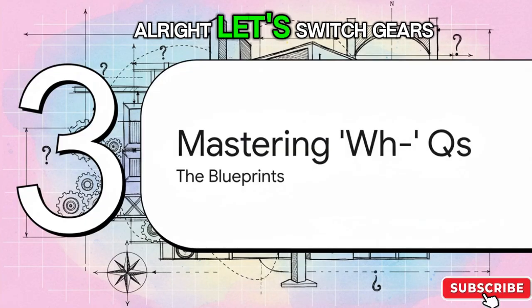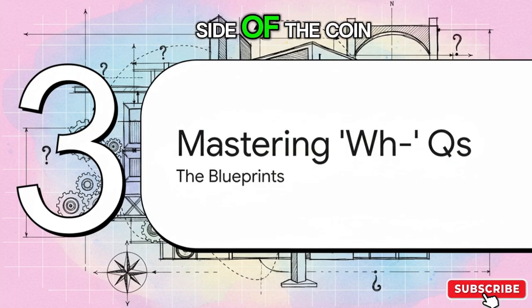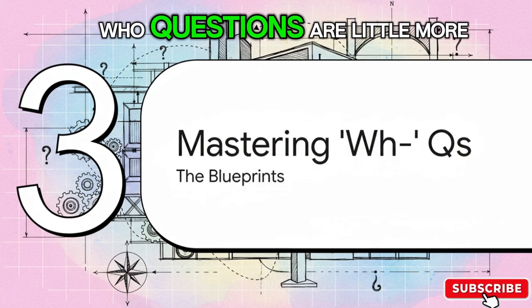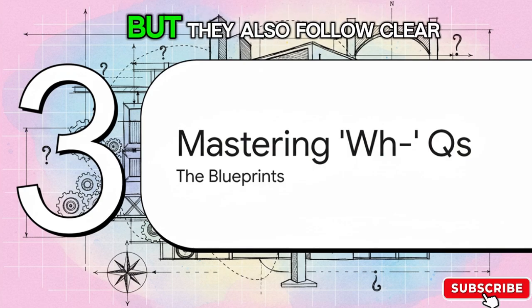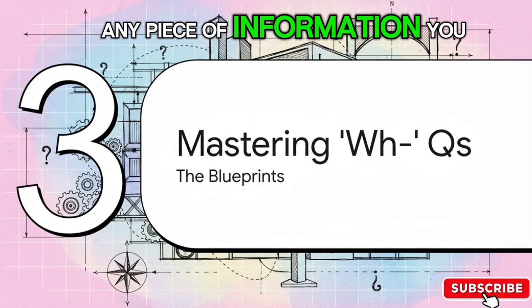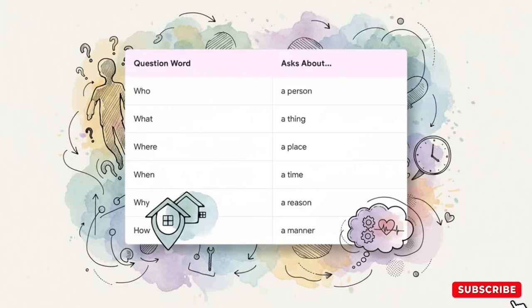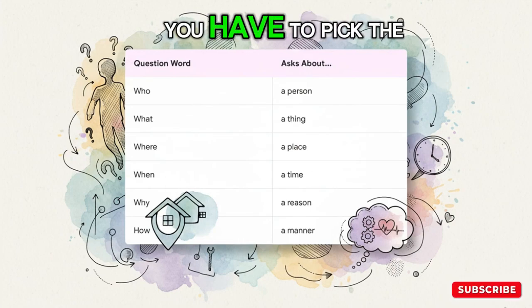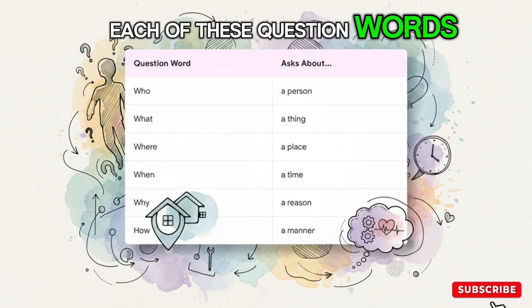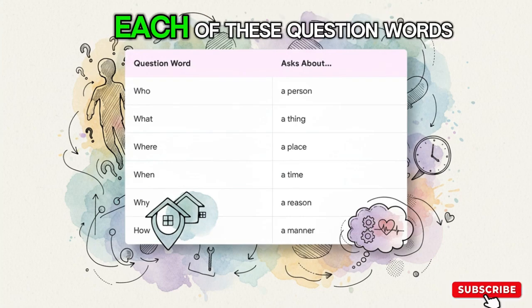All right. Let's switch gears and look at the other side of the coin. WH questions are a little more complex, for sure, but they also follow clear blueprints. And once you see the pattern, you can ask for pretty much any piece of information you can think of. So first things first, you have to pick the right tool for the job. Each of these question words has a very specific target.